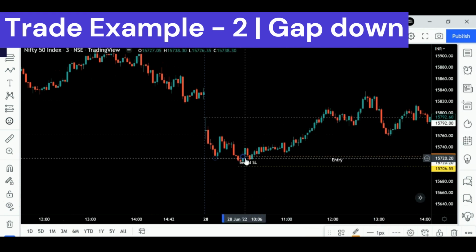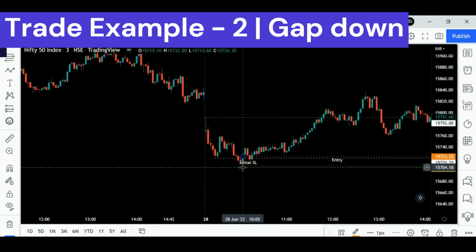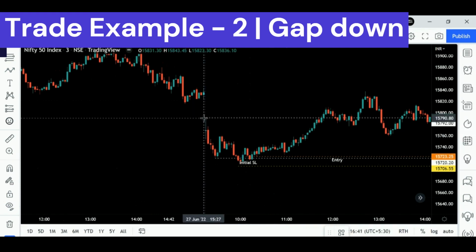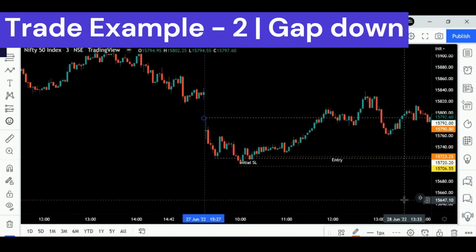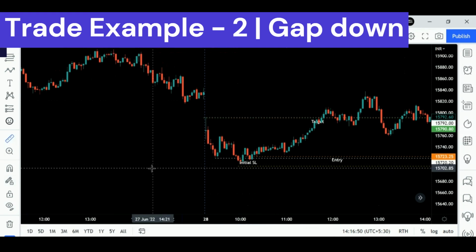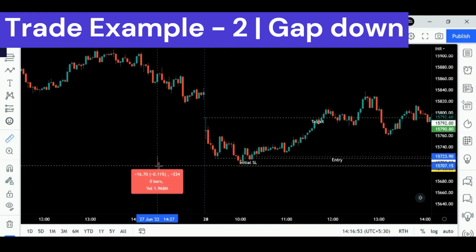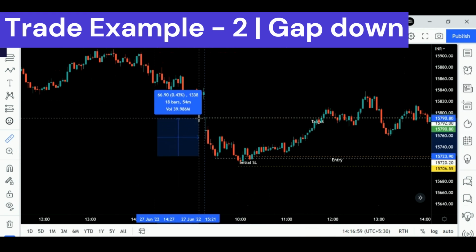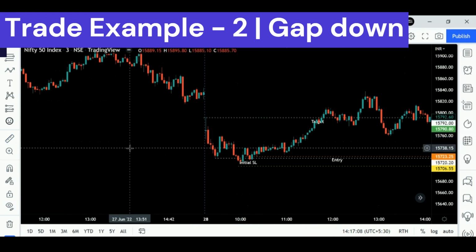This orange line is your entry, very close to your day low, and below this point is your initial SL, and the first target is your day high, right? Which means you have a very small stop loss, somewhere close to 15 points, or maximum you can go for 20 points. And where is your target? Target is around 60 points, which is almost 1:3. See, this is a gap down, but we are still going for a long. Why? Because of the BOF setup, because of the gap down failure, right?